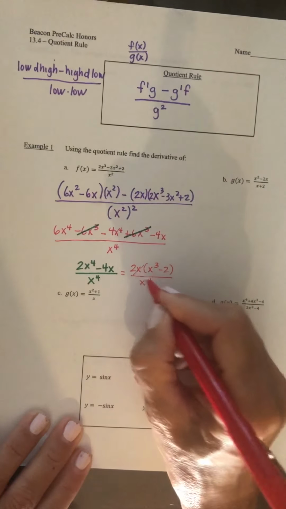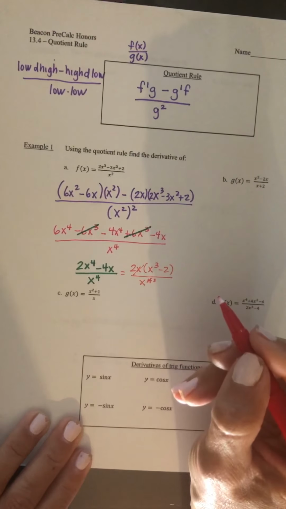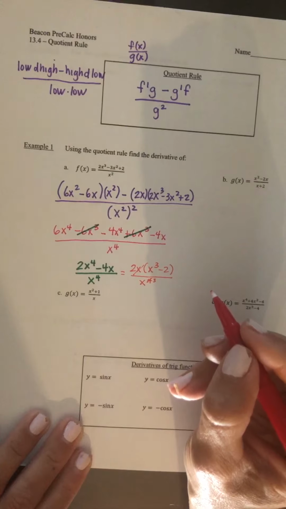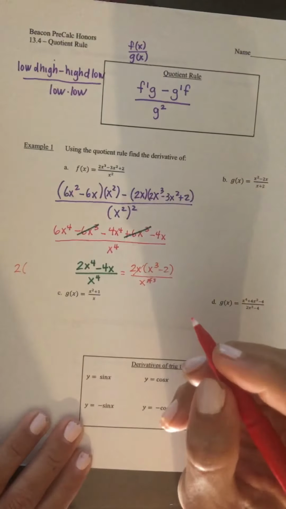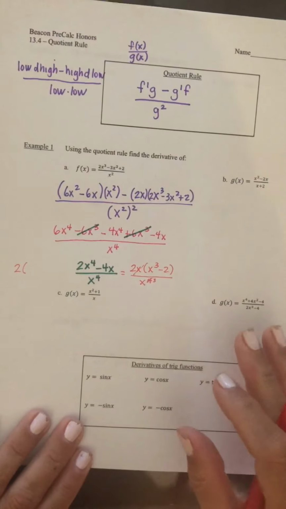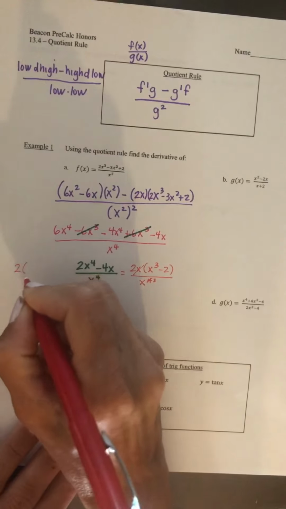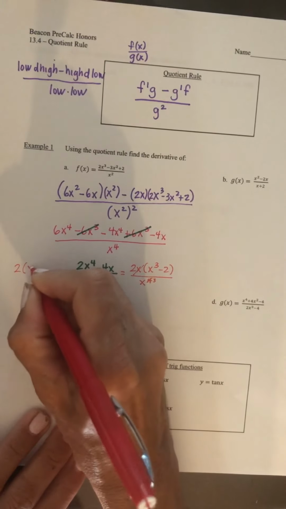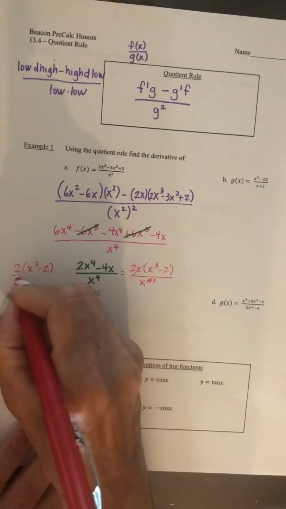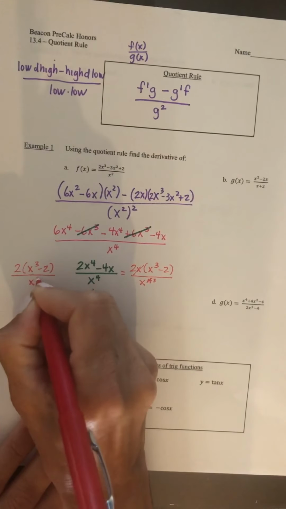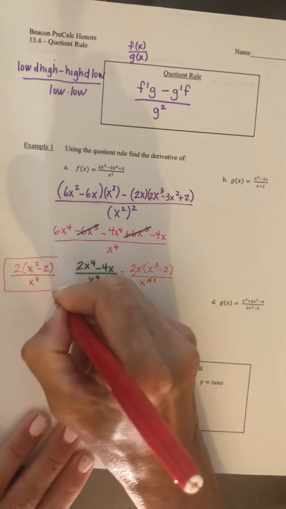Okay, so this x will cancel out one of these and make it the third. So I think the best we're going to get here is, let's see, 2. I'm going to write it over here. Can you see that? Yep. 2 times x cubed minus 2 all over x cubed. And that's as good as it gets.